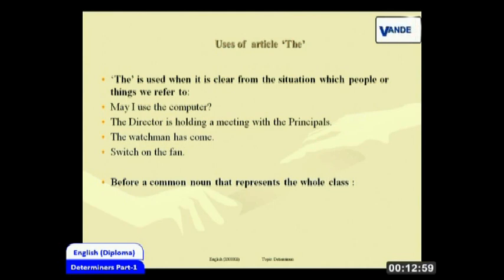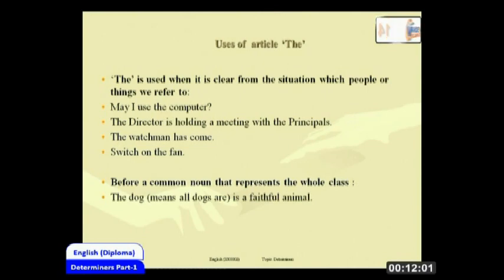Next use of article the: it is used before a common noun that represents the whole class. My friends, you will know what we mean by a common noun. For example, Ramesh is a proper noun. Mahesh, proper noun. Jitesh, it's a proper noun. But when we identify all these persons, Ramesh or Mahesh or Jitesh, in a group, we make use of the word student or boy. So these words, student or boy, are known as common nouns.